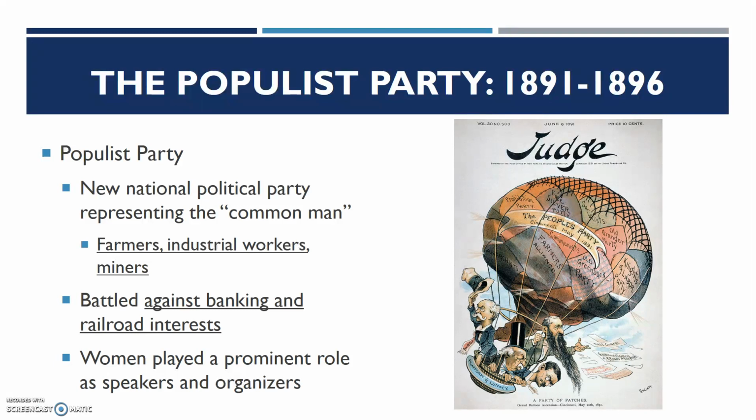The Populist Party emerged from this movement. In 1891, we have a new third party in the United States. This party wanted to represent what they called, quote-unquote, the common man: the farmer, the industrial worker, the miners. And they were up against bankers and also those railroad owners and their interests. Women played a very important role in the Populist Party because they served as speakers and organizers, even though they didn't have any political power and could not vote.